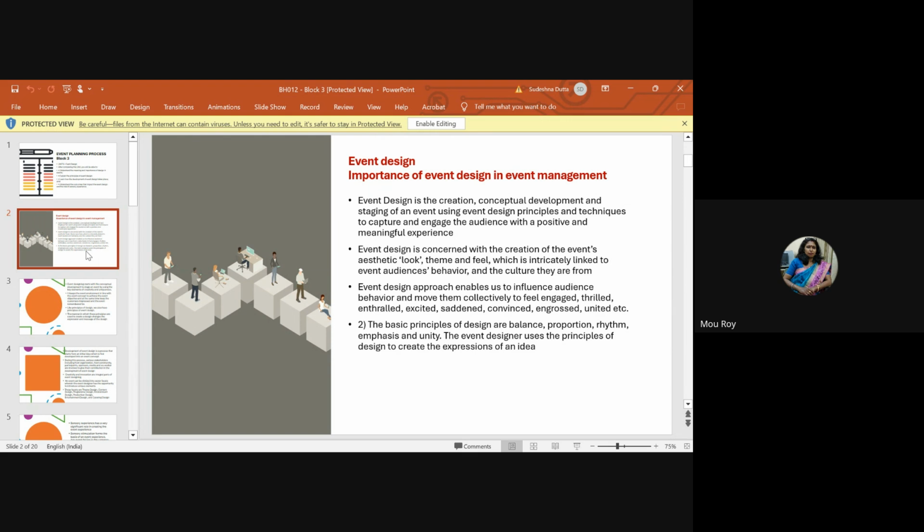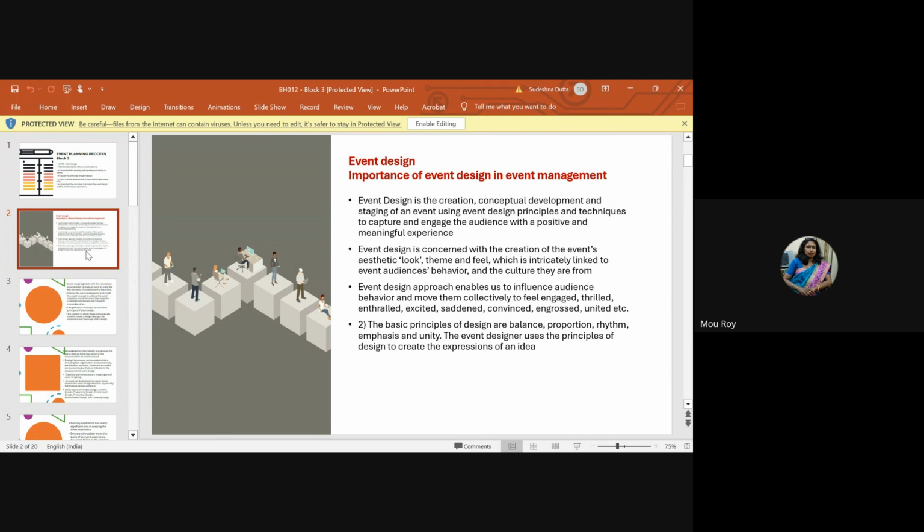It is basically the creation, conceptual development, and staging of an event using event design principles and techniques to capture the audience and engage them with a positive vibe, so that they have a very meaningful experience. A wow factor is there. Event design is concerned with the creation of the event's aesthetic look. The look has to be, as I told, very eye catchy, and the theme has to be there.